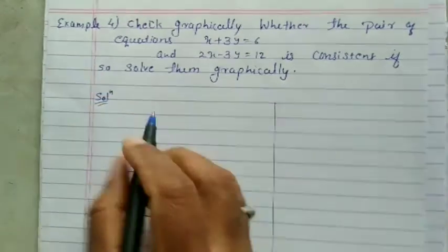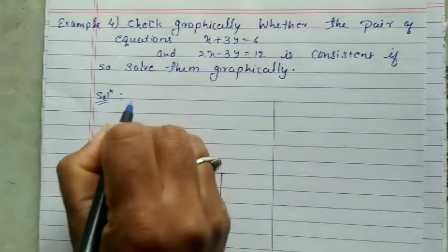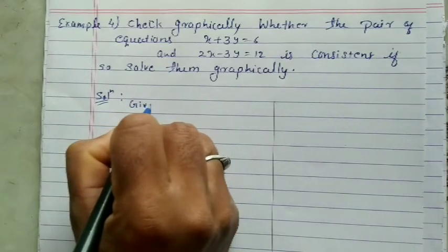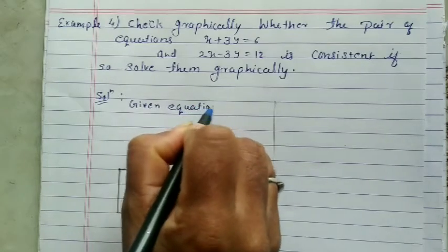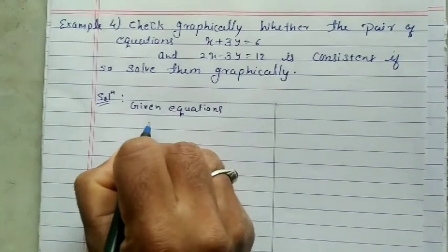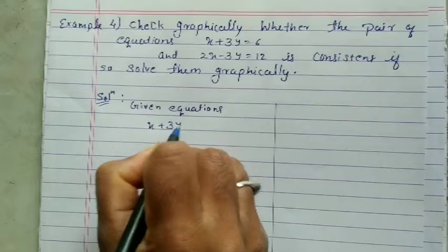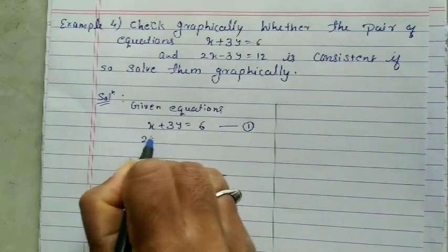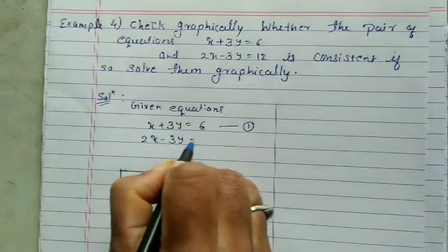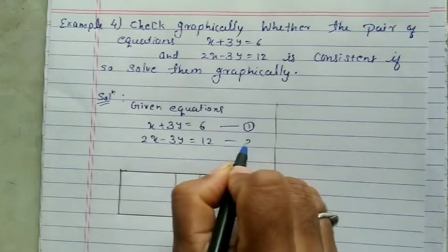first, we will write the given equations. That is x + 3y = 6, take it as the first equation, and 2x - 3y = 12 is the second equation.